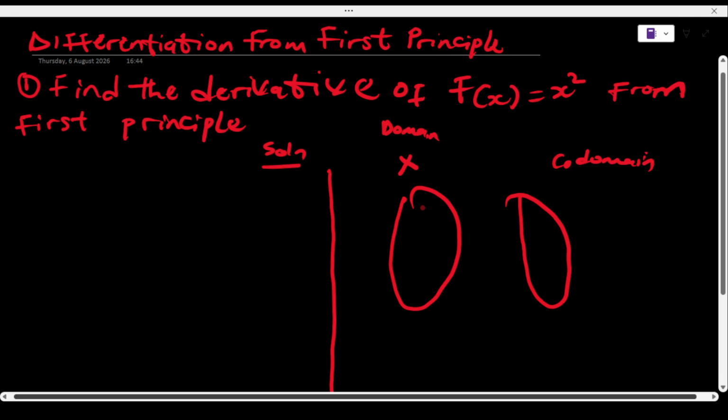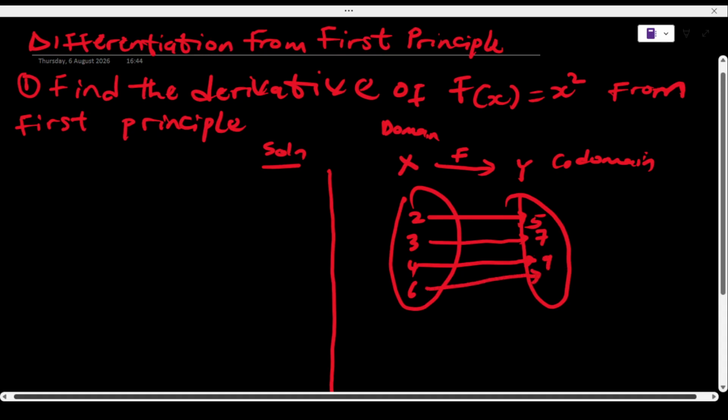The variables here are 2, 3, 4, and 6. Each value of the domain has its own image here. For example, this is function f, and this place is y. So if the image of 2 here is 5, the image of 3 here is 7, the image of 4 here is 9, while the image of 6 here is 13.